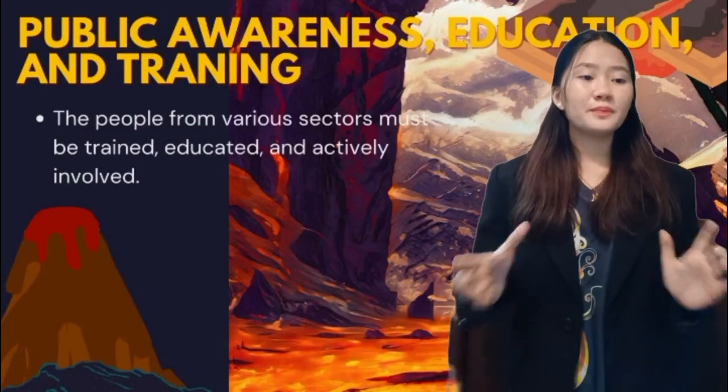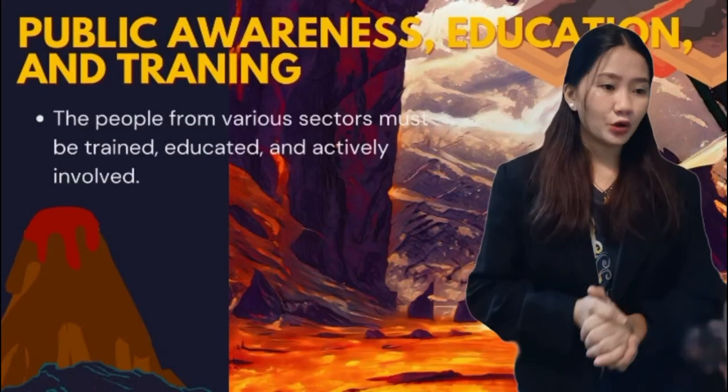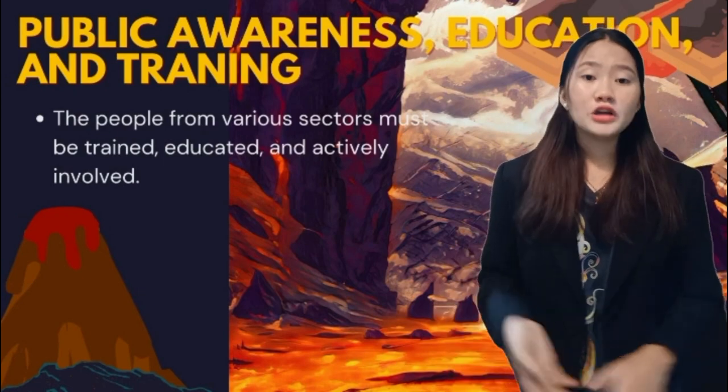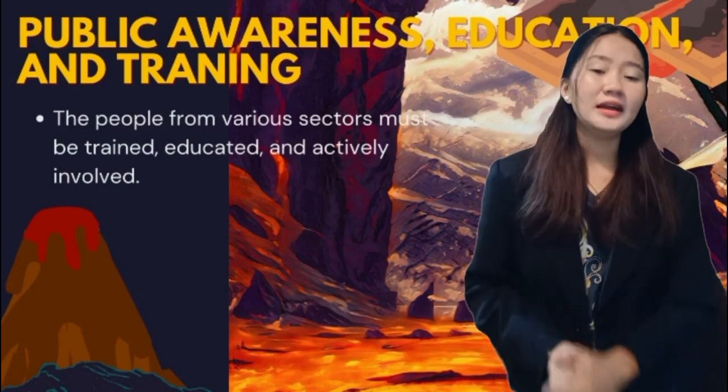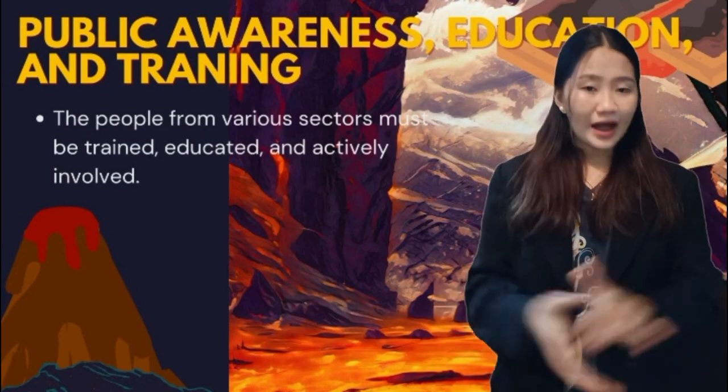The third one is public awareness, education, and training. The people from various sectors must be trained, educated, and actively involved. So if any disasters happen, they are trained well and educated well, so they can survive.